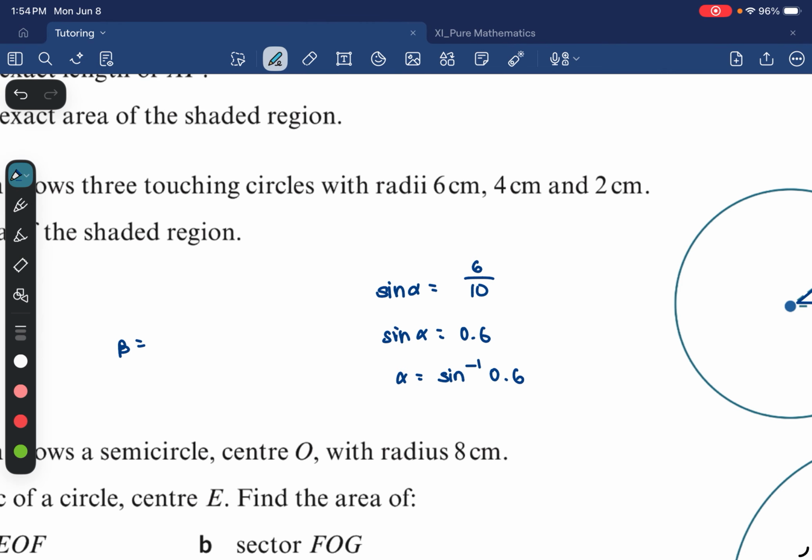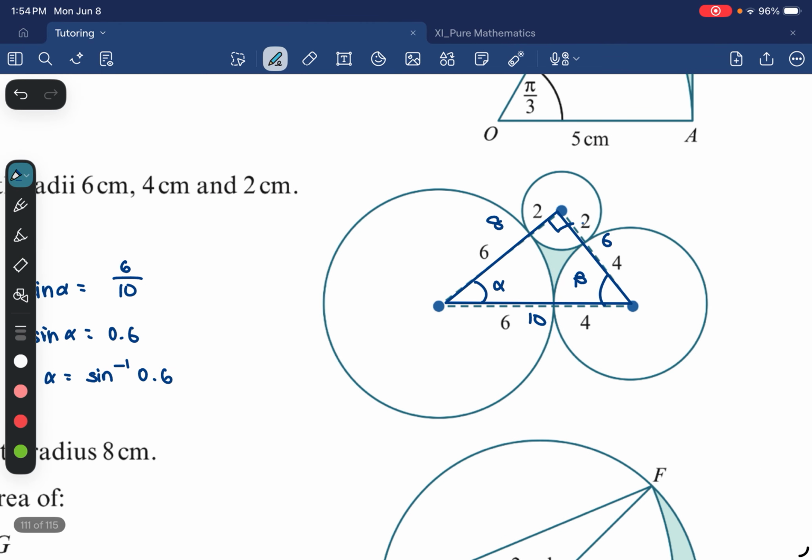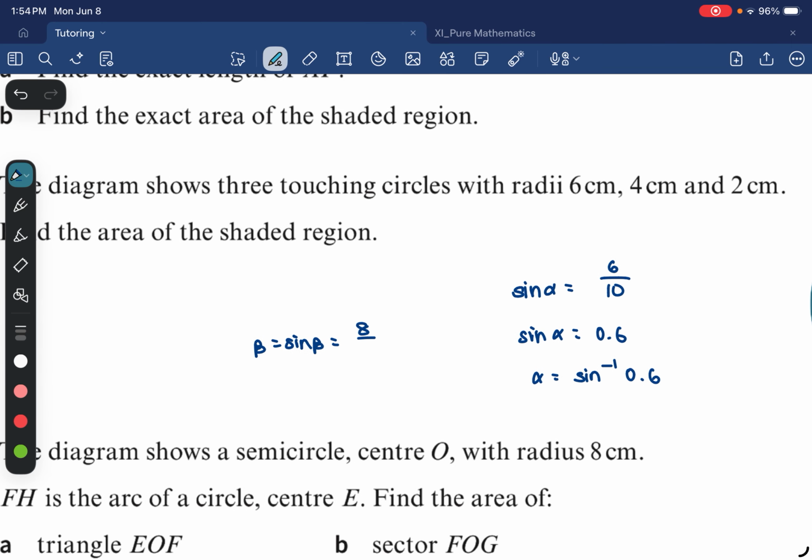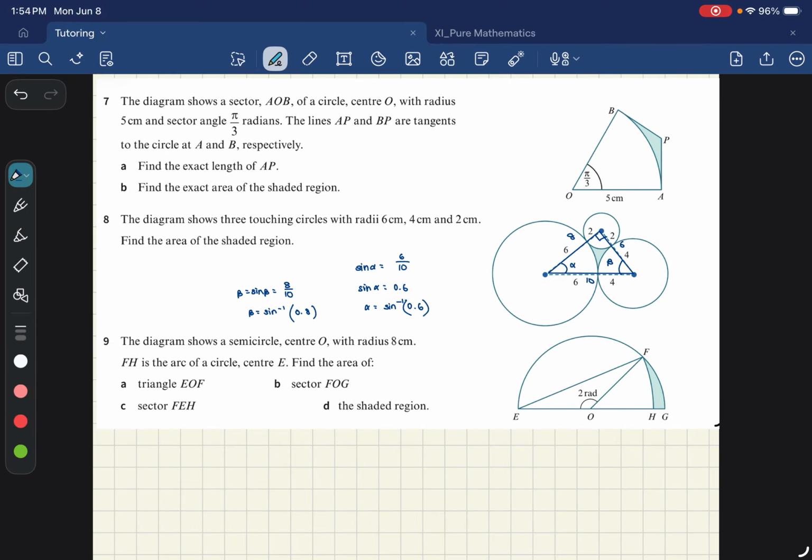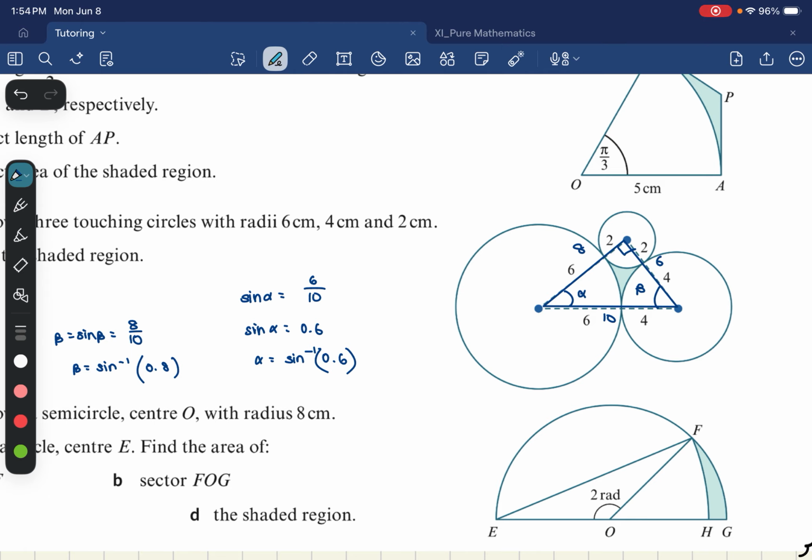And beta, take the sine of beta, sine of beta is 8 over 10. So beta is sine inverse of 0.8. So you immediately get your angles alpha and beta. And once you have these angles, it's very, very easy to calculate the area of the sector, right?